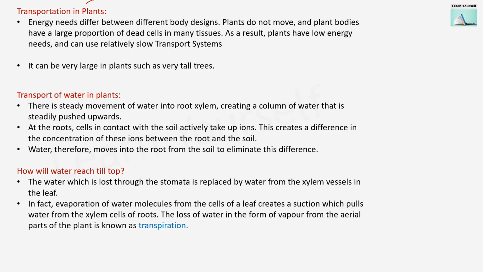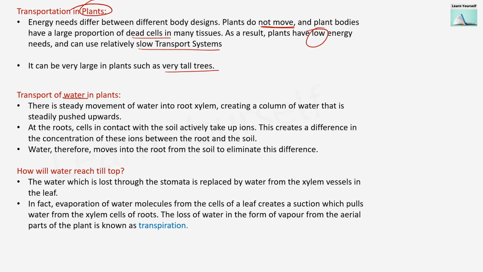Now we'll see transportation in plants. Energy needs differ between different body designs. Plants do not move, so their energy need is very less compared to animals and humans. Plant bodies have a large proportion of dead cells in many tissues. As a result, plants have low energy requirements and can use a relatively slow transport system. It can be very large in plants such as very tall trees. So they have a slow transport system compared to humans and animals because their energy need is very less.